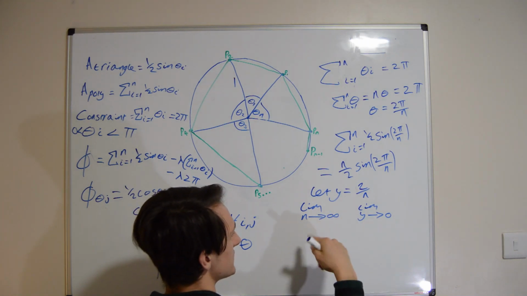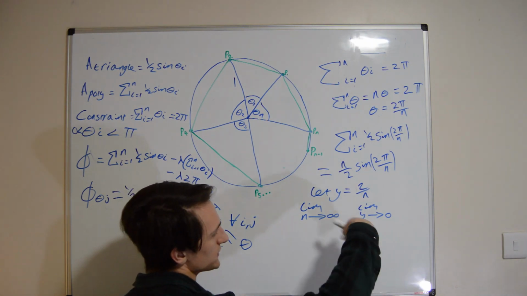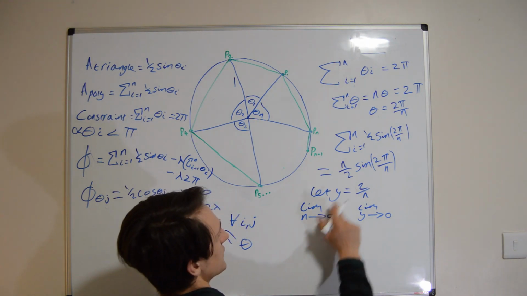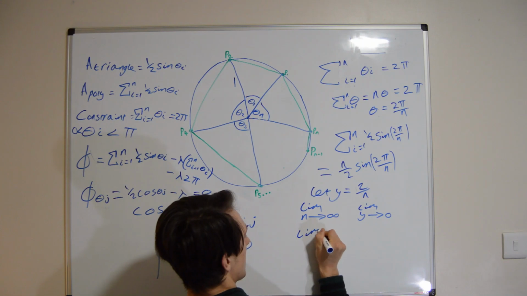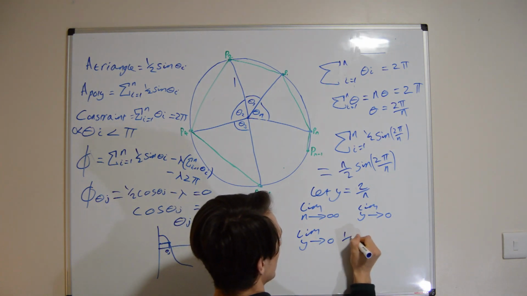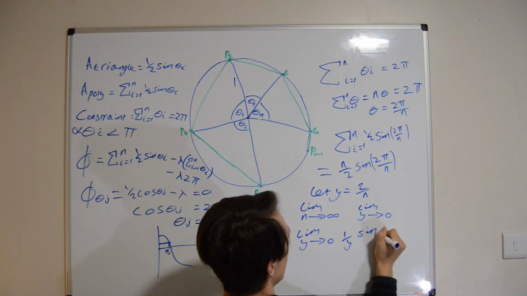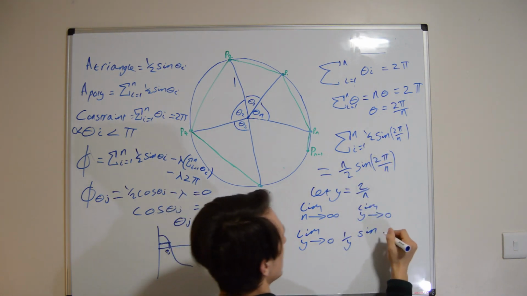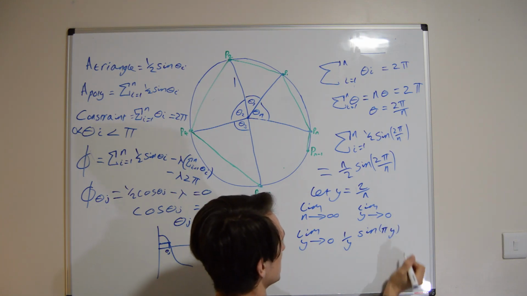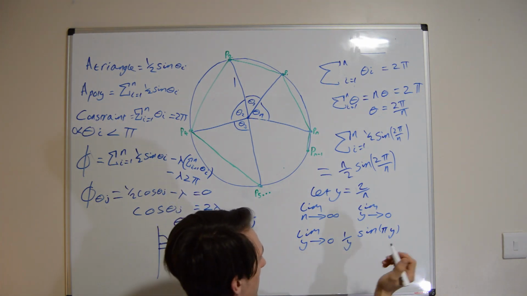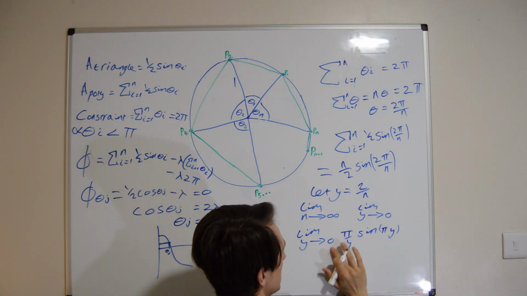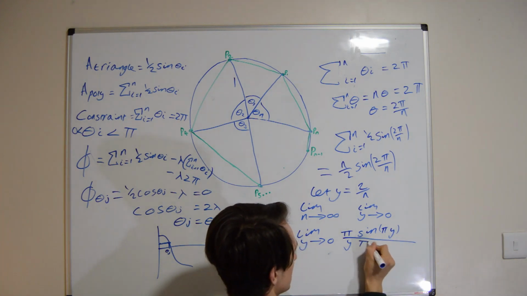So the limit as n goes to infinity, which is what I was considering earlier, is now the limit as y goes to 0. We see it's n over 2, and that's the reciprocal of what I've got. So that's 1 over y times sine of 2 pi over n, which is y times pi, so sine of pi times y. Well, now let's multiply top and bottom by pi, right? I can do that, I'm not changing anything.